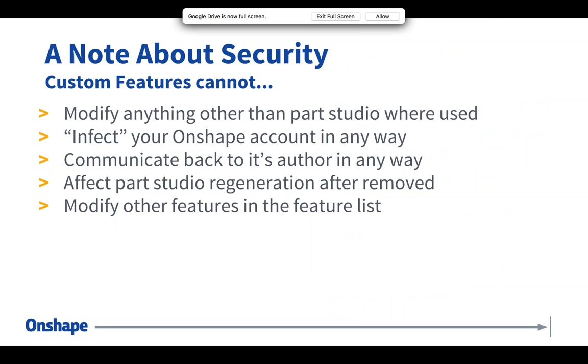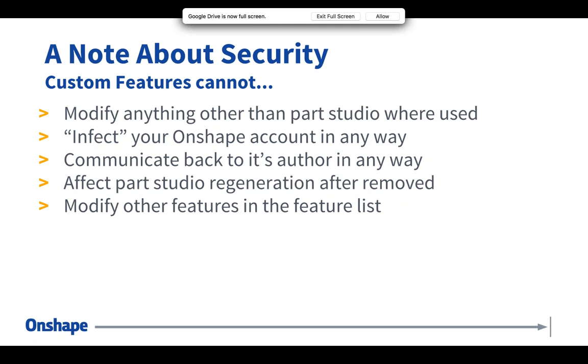Now, a few things that I want to mention about security, and these are just a few questions that have come up. FeatureScript has limitations. Custom features cannot do certain things in the interest of security, and one of them is modify anything other than the Part Studio where that feature is used. So if you create a FeatureScript feature, it is only applicable to the Part Studio where you've used that feature. FeatureScript features cannot infect your Onshape account in any way. There's no way for it to access account information. Again, it's strictly about creating a feature.